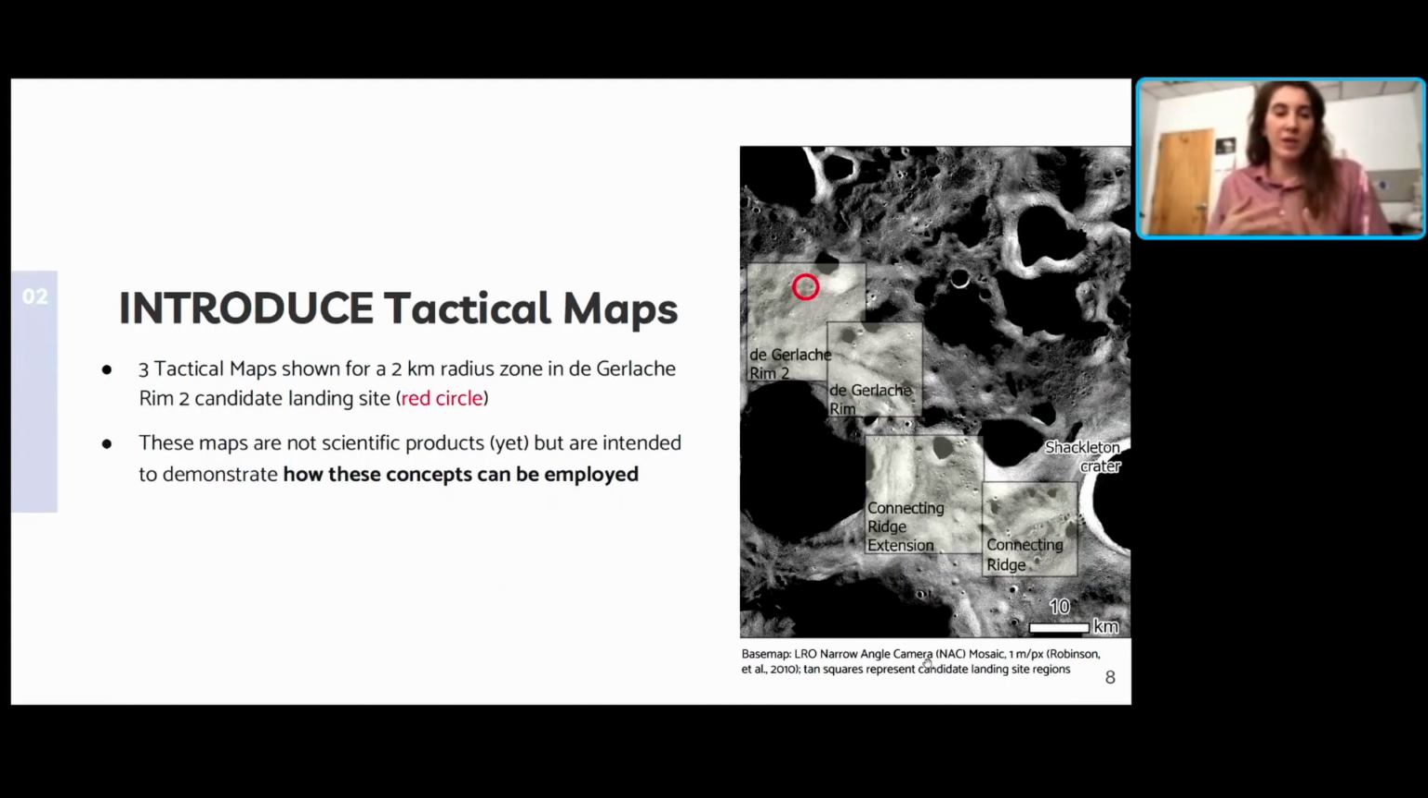So I'll show 3 tactical maps as an example. There are more that you can make under this umbrella tactical map term, but the 3 I'll be showing are for the red circle, a 2-kilometer radius circle in the Daguralosh Rim candidate landing site. I want to emphasize that these maps are not scientific products yet, but are meant to be generalized examples of how these concepts can be applied. Next slide, please.